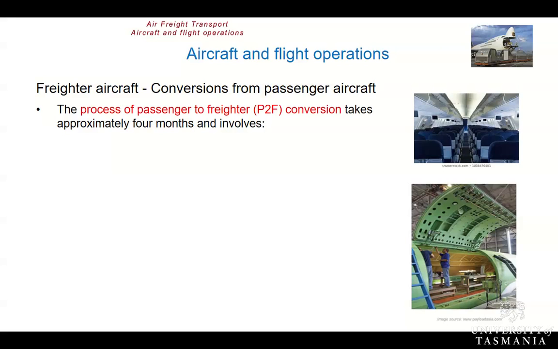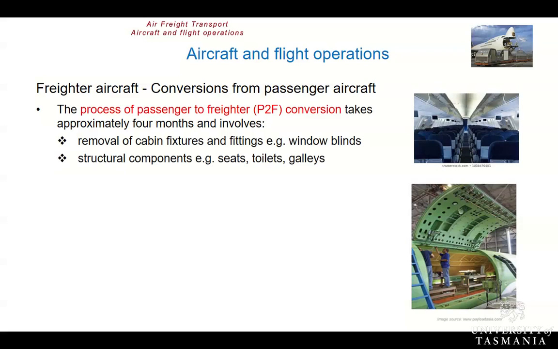Now, when it comes to converting a passenger aircraft, it's a process that's going to take around 4 months' time, and it essentially involves stripping out that aircraft, so removal of all the cabin fixtures, all the fittings, window blinds, everything in there, as well as the structural components. So you're taking out the seats, the toilets, the galleys, the overhead carriage, and then you're completely refitting it with a conversion kit that's going to be suitable for your purpose.